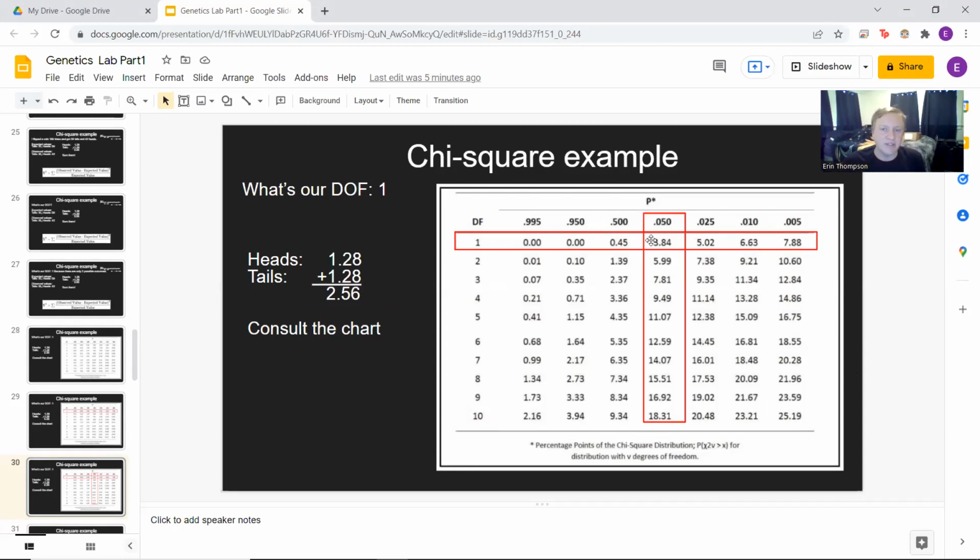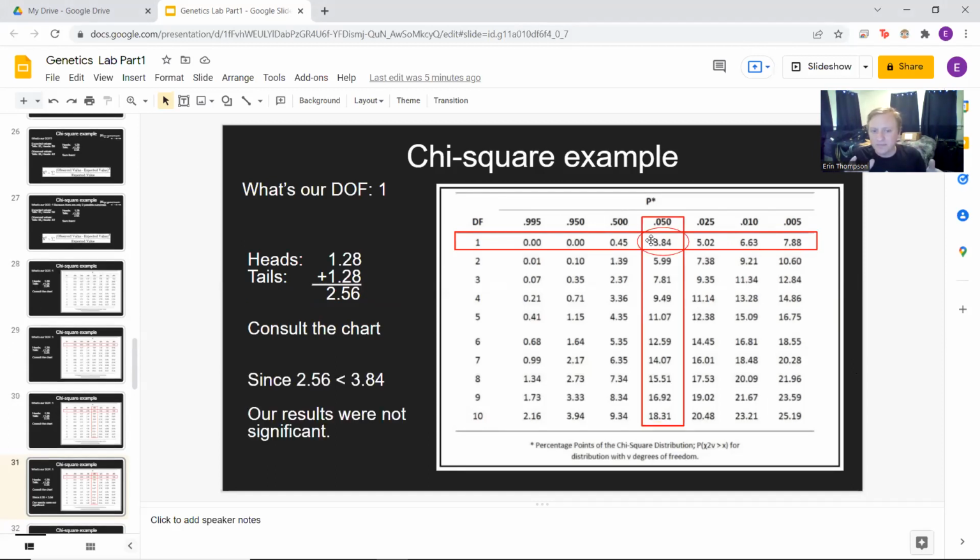So our number happens to be 3.84. All right, now you'll notice that 2.56 is smaller than 3.84. Okay, so our results were not significant. What does that mean? We've done some math, we've done some talking about math terms, we've consulted this weird table thing. What does it mean that the numbers that we calculated are less than the numbers on this chart?